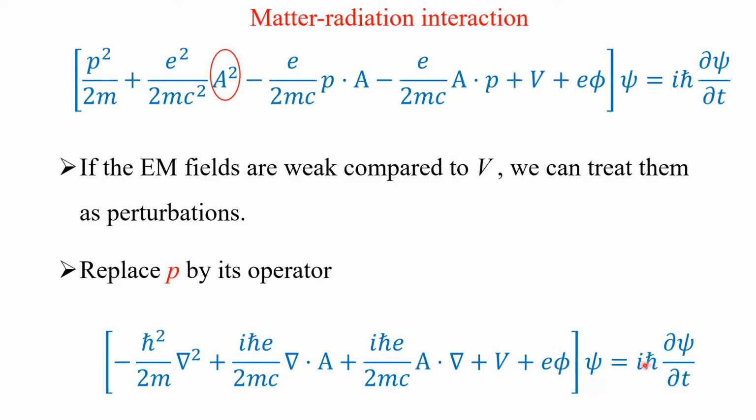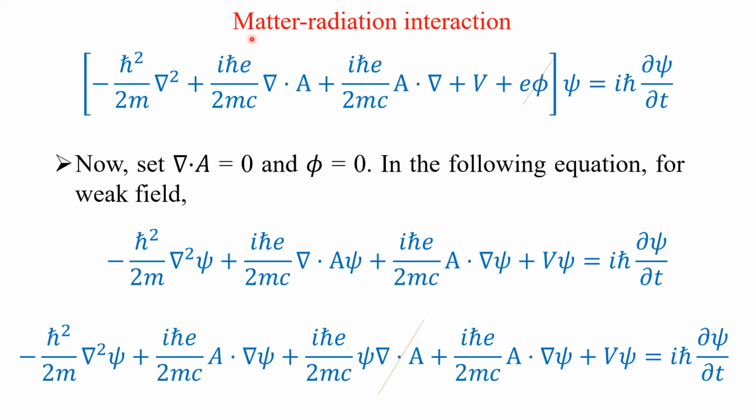This is equal to iħ ∂ψ/∂t. So we got this expression, and assuming a weak electromagnetic field, that is, eφ is very much less than the potential V, we can cancel this term. And also from the Coulomb gauge, we know that the divergence of A is equal to 0. Keeping this in mind, that the divergence of A equals 0, we will simplify this one.